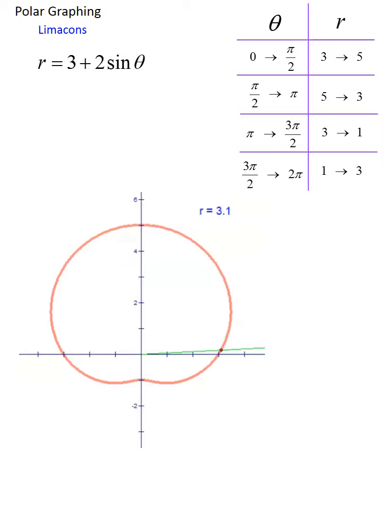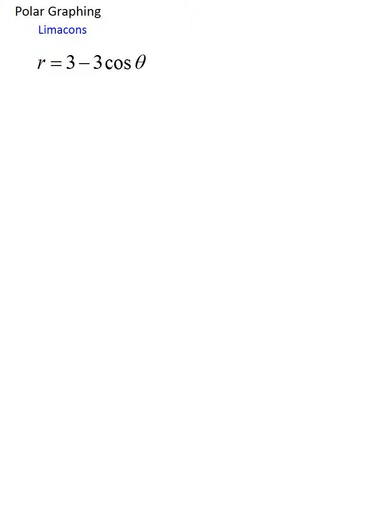And if we let theta go past 2 pi, we start to retrace over some of the same points we've already been. Let's take a look at another one.